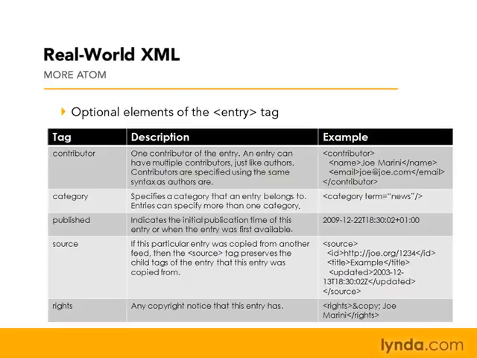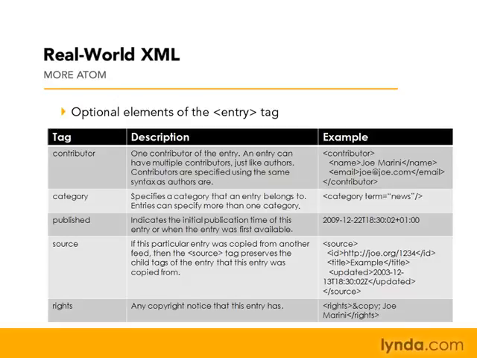The published date indicates the initial publication time that this entry was made available. Now, this is different from the updated date. Published means this is the first time that the world got to see this particular entry, and it follows the same date rules as the updated tag follows.